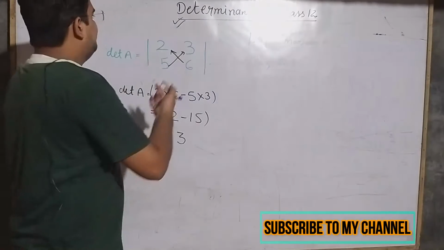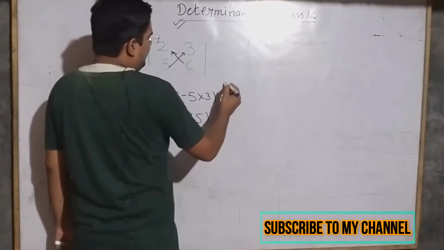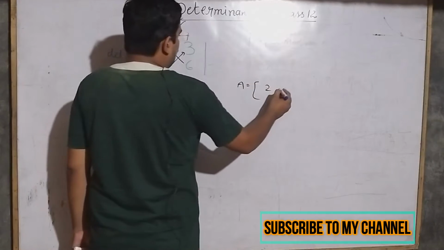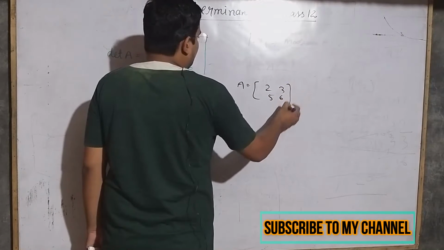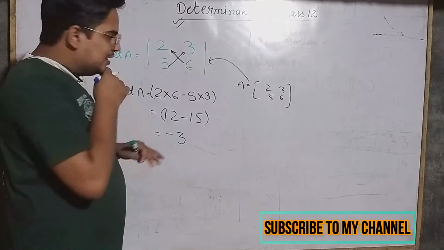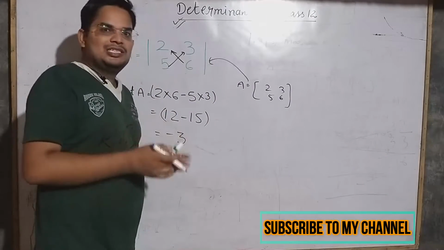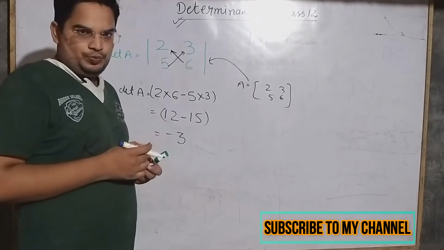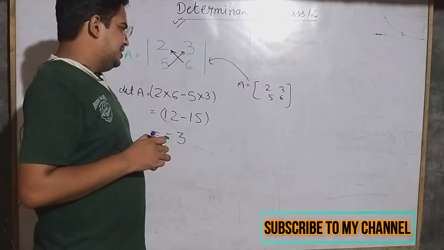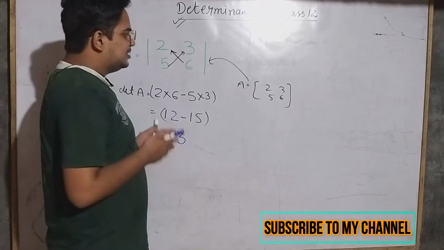So simply I can say, find the value of this matrix 2, 3, 5, 6, and the matrix will automatically be converted into a determinant. This is the process by which we can solve any square matrix of order 2 by 2. Now I am going to tell you about order 3 by 3: how to solve any determinant of order 3 by 3.